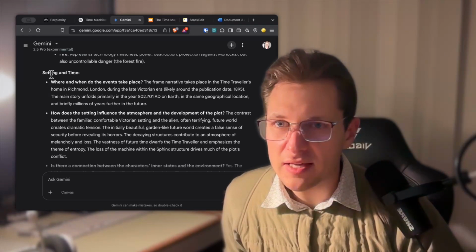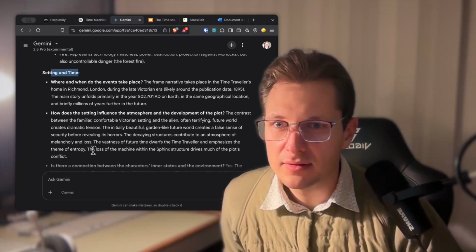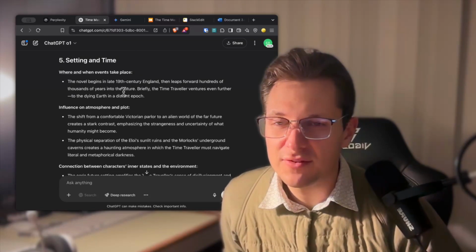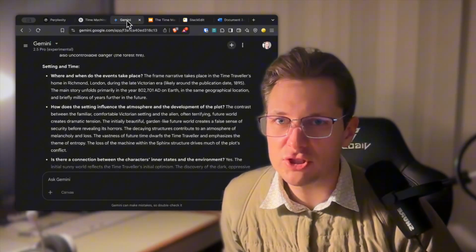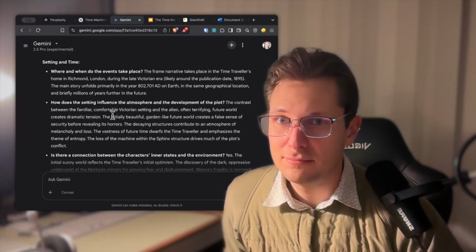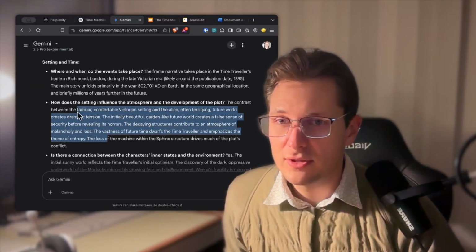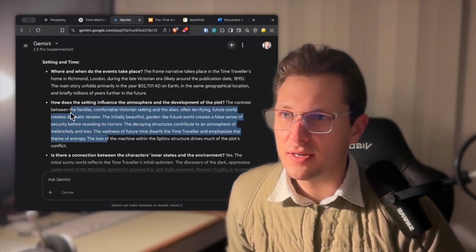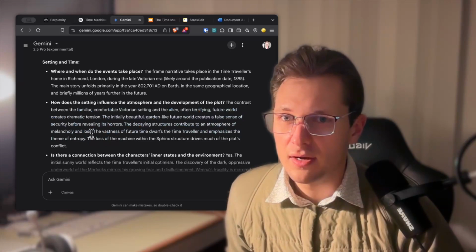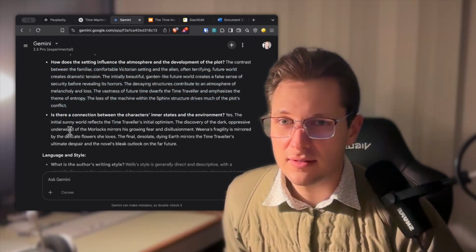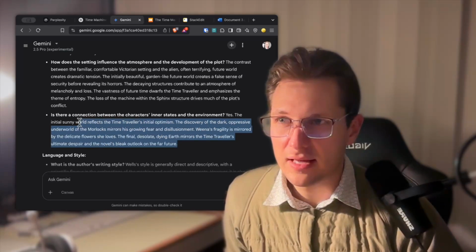Yeah, what I like about setting and time here. This is a good one. So it wasn't very specific within ChatGPT, but Google Gemini actually went and answered. It looks very readable, looks believable, like a person made this for their academic paper. It's quite deep in its analysis.